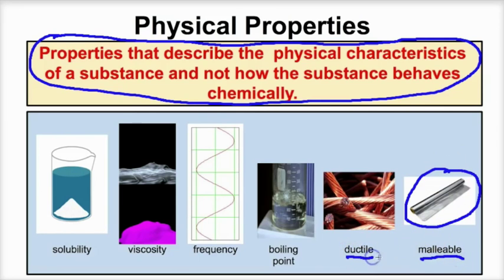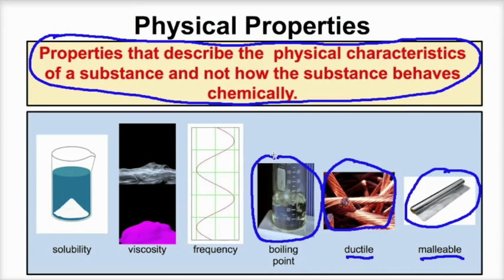If we take a look at ductile or ductility, that is the ability a metal has to be turned into wire. For example, if we said copper is ductile, that would be a physical property of that copper. That's not telling us how it's going to chemically react with something else. If we said the boiling point of water is 100 degrees Celsius, boiling point is a physical property. It doesn't tell us how that water is going to react or change chemically into something else.